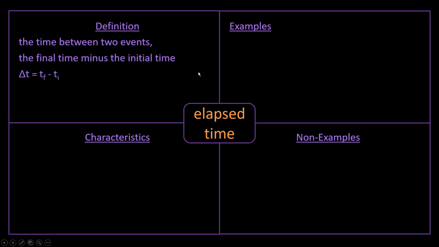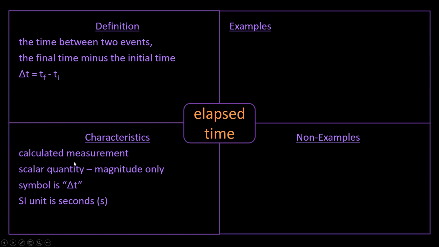Elapsed time, the time between two events. It's the final time minus the initial time, and here again we see this delta function. Delta t means the change in time, specifically the final time minus the initial time, and it's important that you do the subtraction in that order, final minus initial.